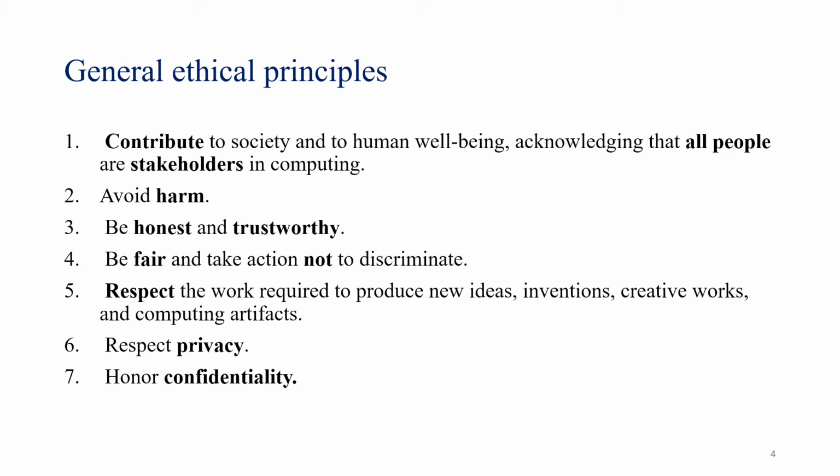The second one is avoiding harm. That means what? Normally, not to be affected or not to affect the other. As much as possible, the ethical principle should be fulfilled if we are what? Avoiding the harm. The third is be honest and trustworthy. Actually, it is obvious. The fourth one is be fair and take action not to discriminate. That means not to undermine or discriminate against others.